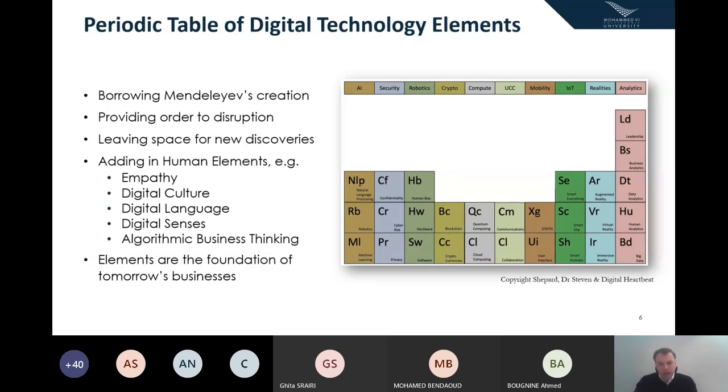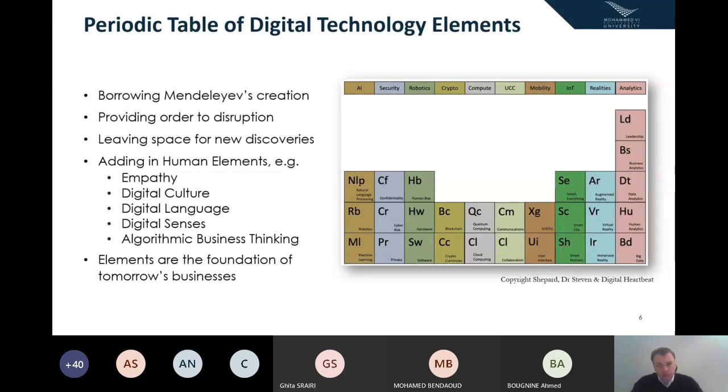As with the chemical elements, a number of the digital technology elements can combine to form more complex and valuable molecules. Where sodium and chlorine combine to form standard table salt, AI and robotics, for example, can combine to form products such as the telepresence robotics example I talked about just a few moments ago.